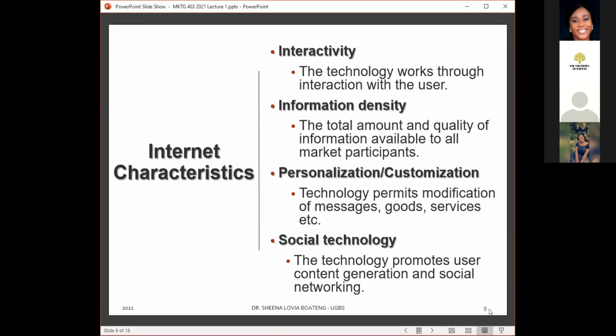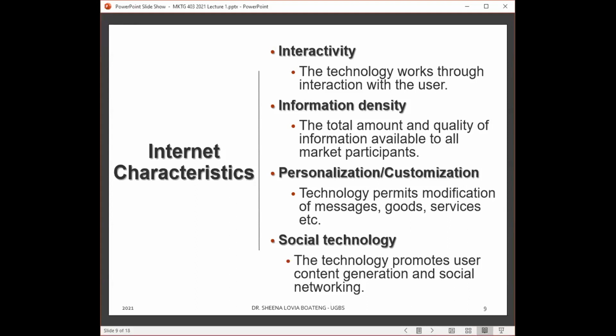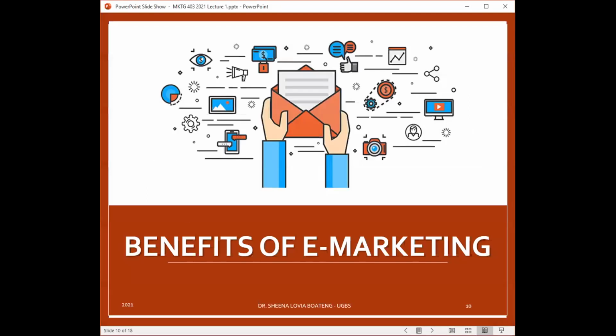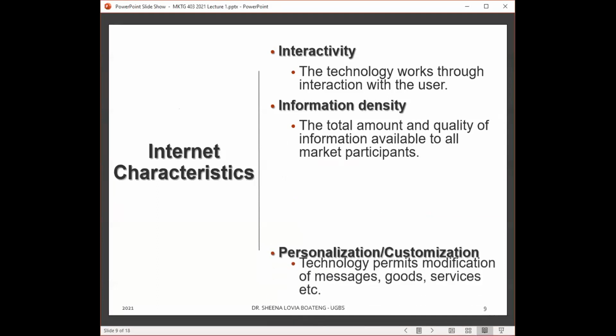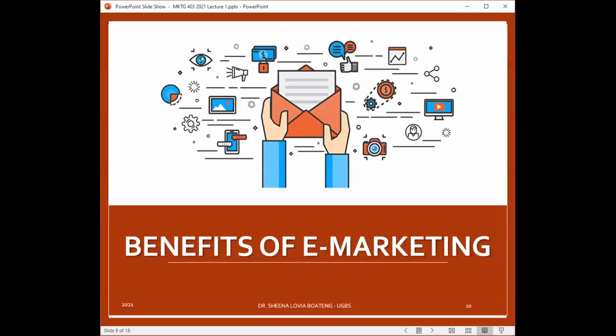Okay, so that brings us to the end of the characteristics of the internet. Does anyone have any question they want to ask before we proceed to the next step, where we'll be talking about the benefits of e-marketing? Any question on the characteristics of the internet? Or are we all okay? We are all okay. Okay. Good. All right. So then let's move on to the benefits of e-marketing.